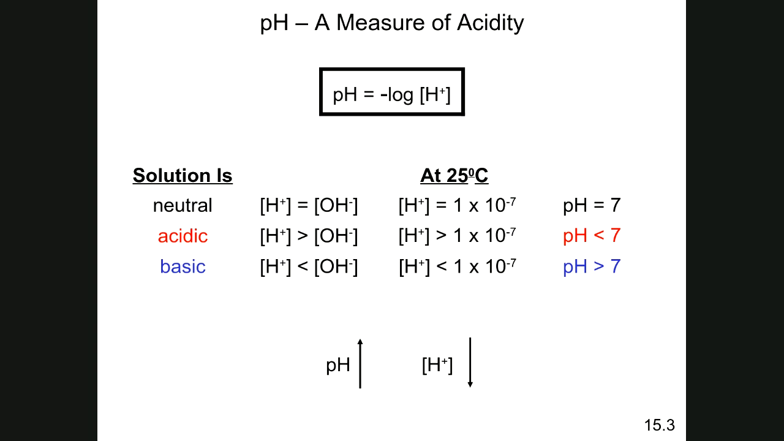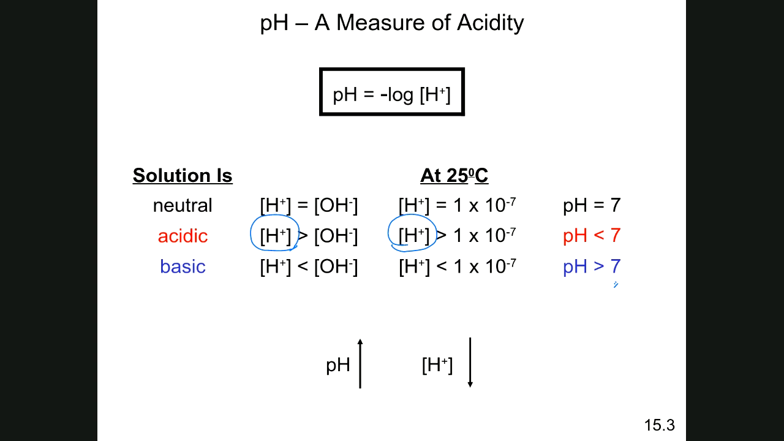Calculating pH is the negative log of concentration of hydrogen ion. For a neutral solution, pH is 7. For an acidic solution, because concentration of H plus is greater than OH minus, so concentration of H plus is greater than 10 to negative 7, pH is going to be less than 7. For a basic solution, pH is going to be greater than 7. Why is it greater than 7? The pH is greater than 7 because concentration of H plus is less than 10 to negative 7.